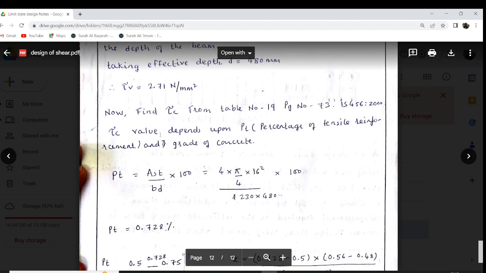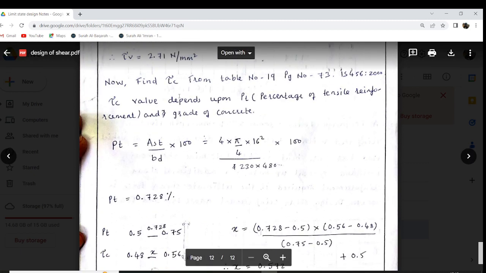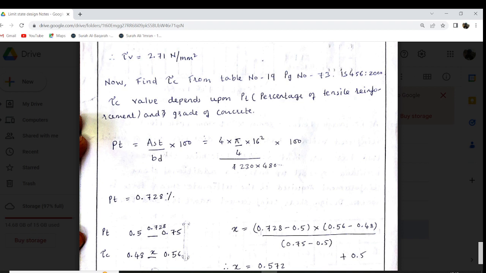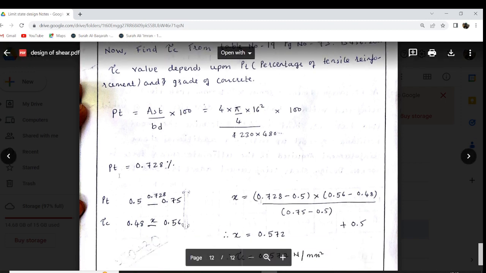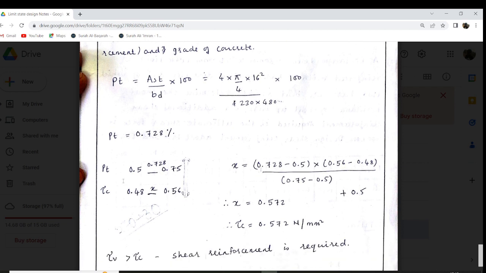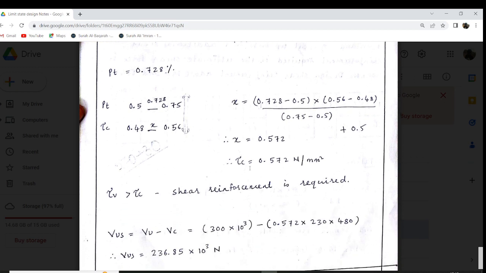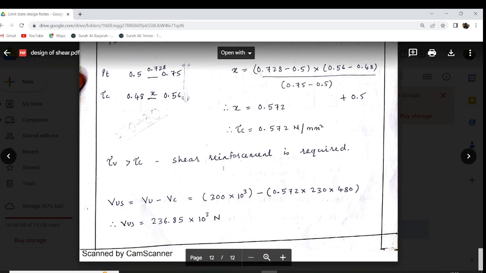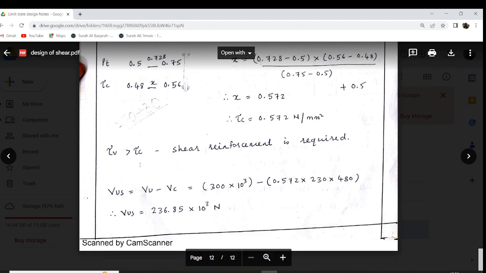Okay, now we have to find tau c. To find tau c, we have to find pt, the percentage of steel: Ast by bd into 100. You can do that and you will get this percentage of reinforcement. You see, pt is between 0.5 and 0.75. You have to interpolate and you will get the value of tau c, which is equal to 0.572 newton per mm square. You got the value of tau v, you got the value of tau c.